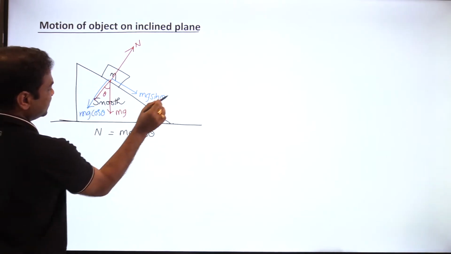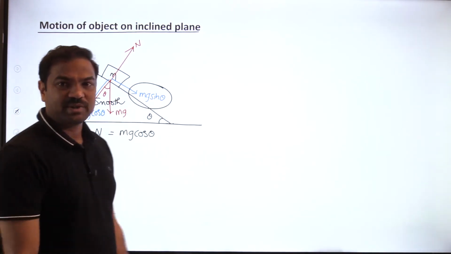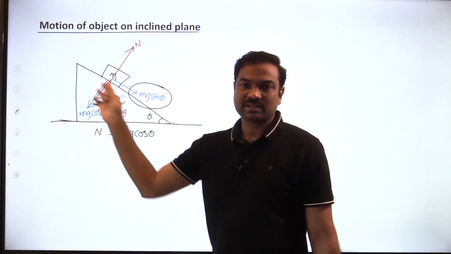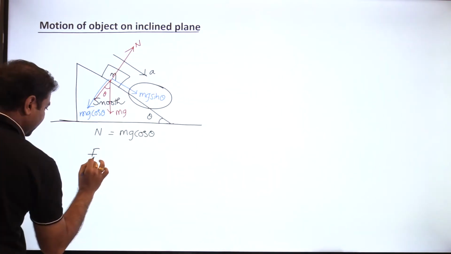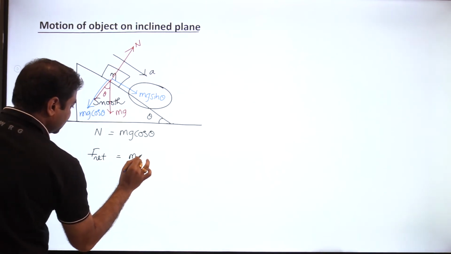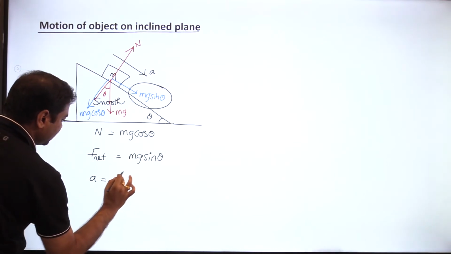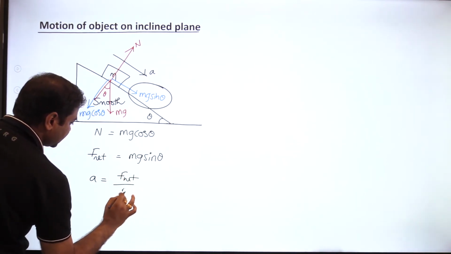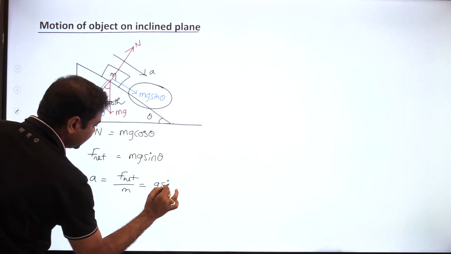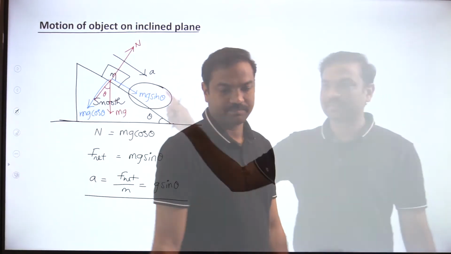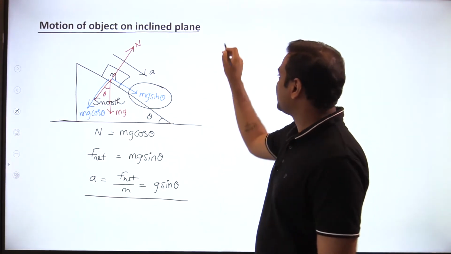Then what is the resultant force acting on the object? mg sin theta. Because of mg sin theta, the block will accelerate downward. So the net force acting on the block is mg sin theta. Then the acceleration of the block is g sin theta. So if you keep any object, that object will come down with g sin theta acceleration. This is on a smooth inclined plane.